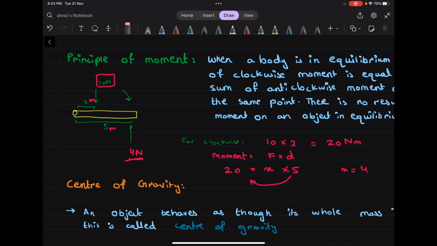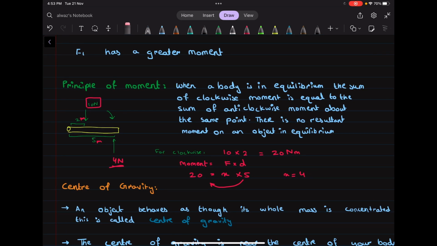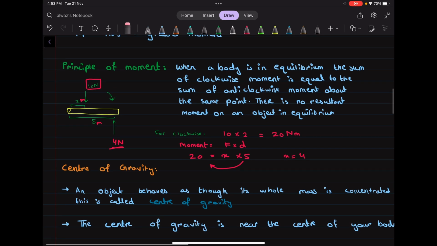Once we do more questions on moments, this will become much more clear, but I hope that this gave you a basic understanding in your mind.